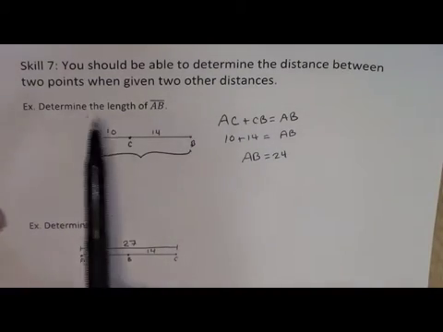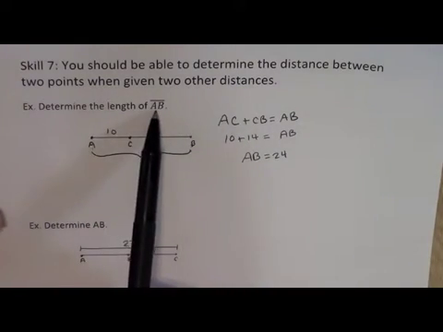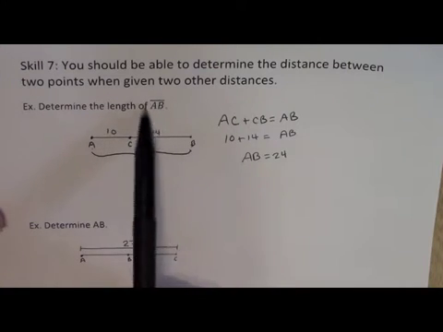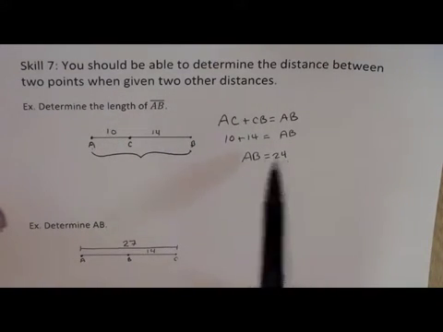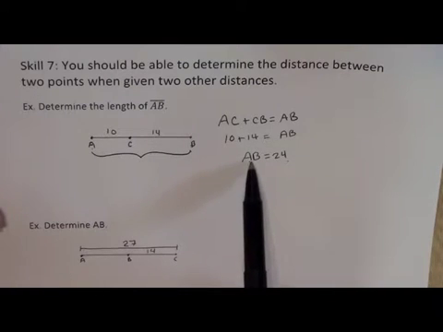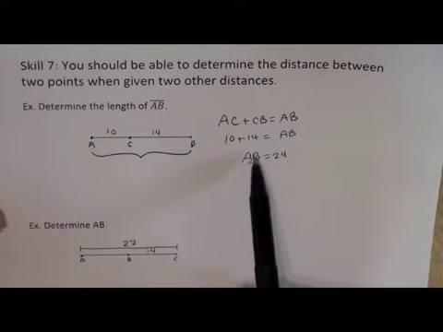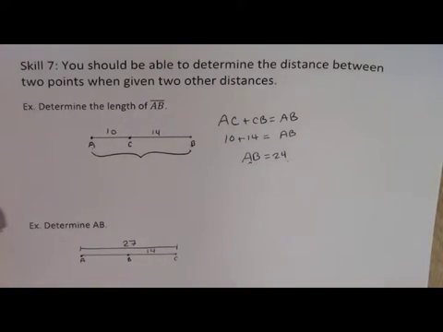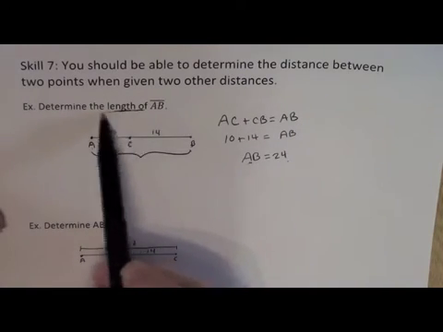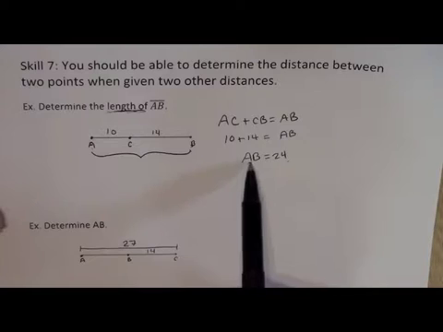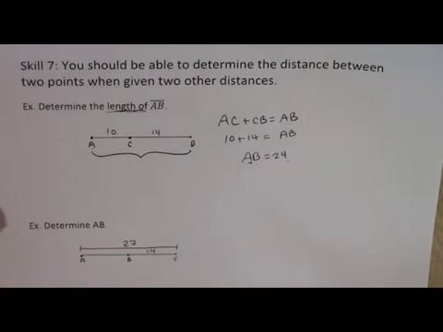Now please note here, in the directions it says determine the length of line segment AB. When we write our answer, we don't need the line segment on top of AB because the removal of the line segment actually means length of line segment. So we can leave off this part of the question right here by omitting the line segment symbol on top.